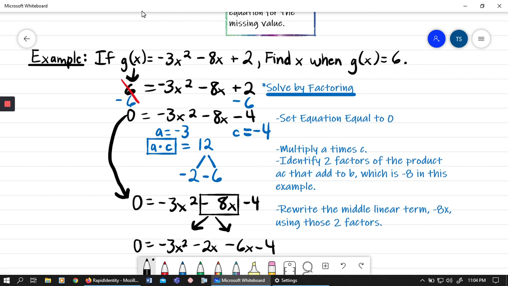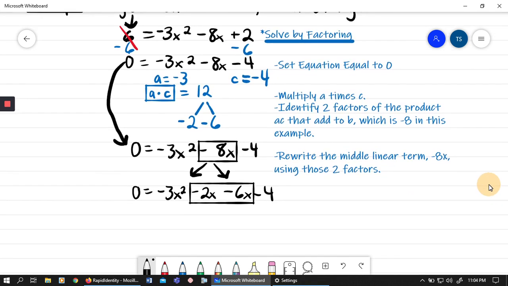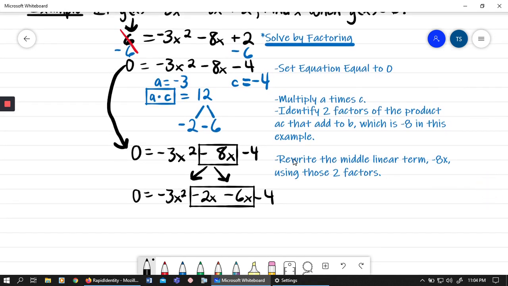So we've split that up, and now instead of it just saying negative 8x, it says negative 2x minus 6x, because technically those are equivalent. Negative 8x is the exact same thing as negative 2x minus 6x. So we can do that. We have taken that middle linear term, negative 8x, and rewritten it using those two factors.